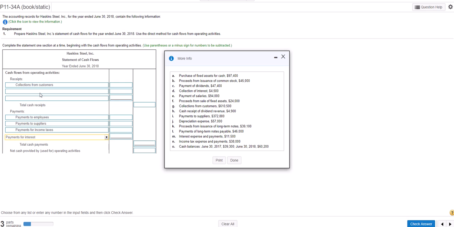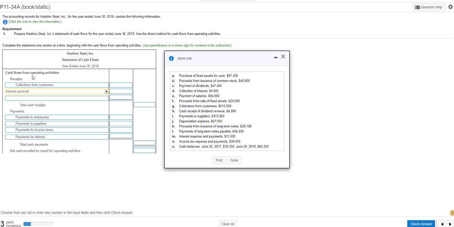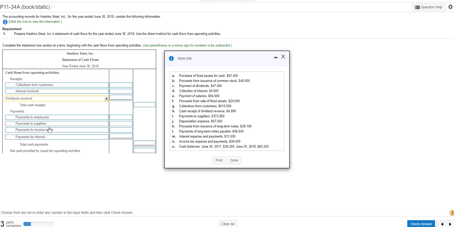Now, the trick is, if you read in the book properly, any interest we receive goes up into the operating, as do dividends that we receive, even though that's not why we are in business. So I know I'm kind of contradicting myself, but those would be the things that would be considered part of the operating activity.